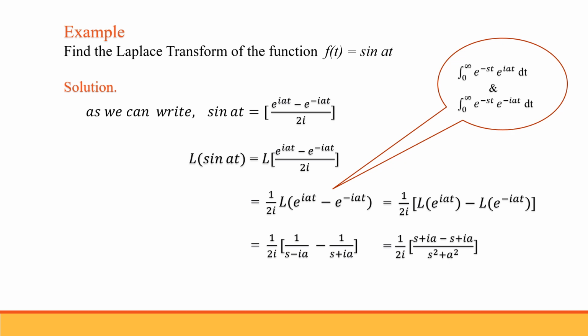s and minus s cancel out. ia and ia become 2ia. 2i cancel out and we get the Laplace transform of sin at, which is a upon s square plus a square.